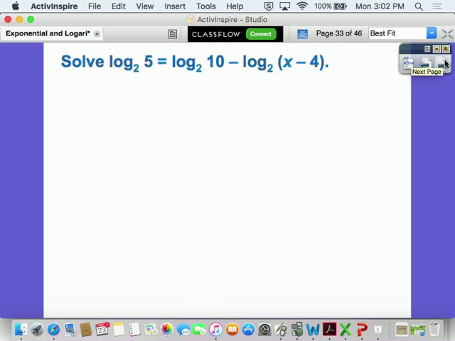This one is a little bit different, a little bit more involved. When you see something like this, log base 2 of 5 equals log base 2 of 10 minus log base 2 of x minus 4, what's something that could help me in solving this? You know it's division. So this side over here, how do I write this? Since I know it's division, log base 2 of 10 over x minus 4.